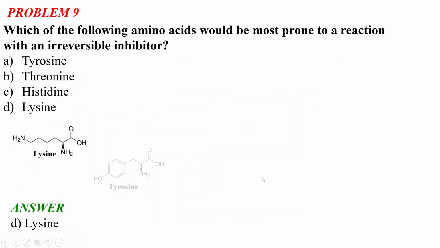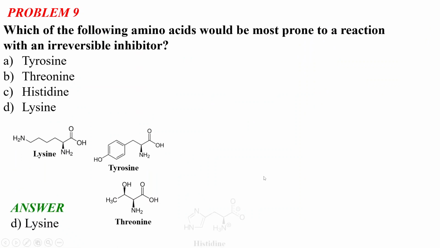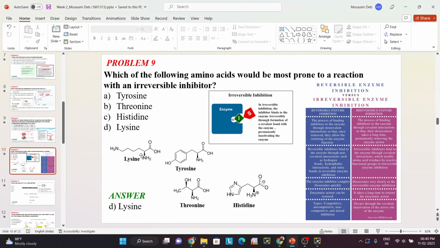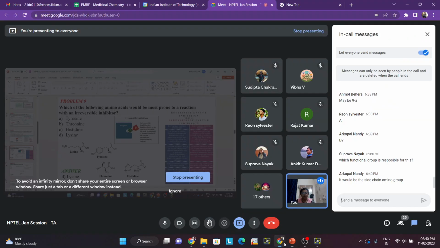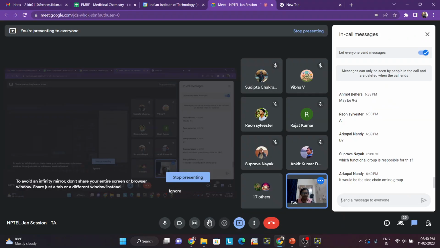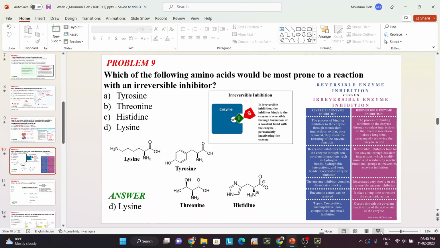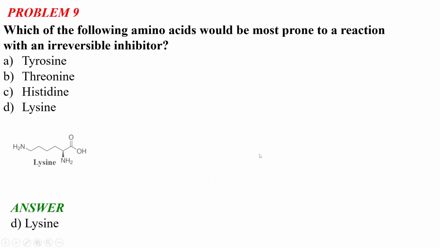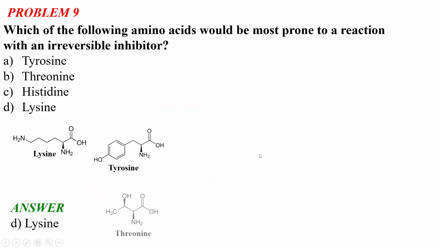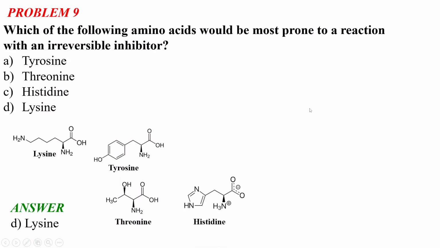So, this is the structure of lysine. This is tyrosine, this is threonine, and this is histidine. As we all know, for alpha amino acids, this amine and this OH group, these two groups will be used for the formation of peptide bonds. Since there is another functional group present in the molecule, for lysine, tyrosine, threonine and histidine, the side chains of the amino acids are like this.